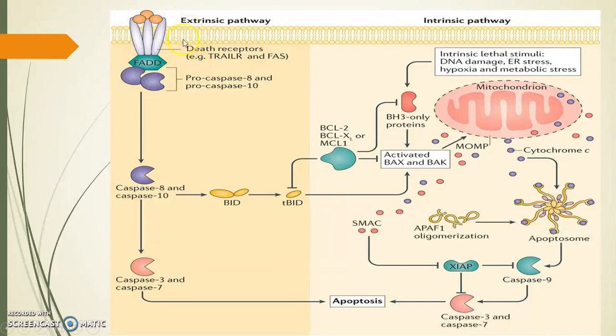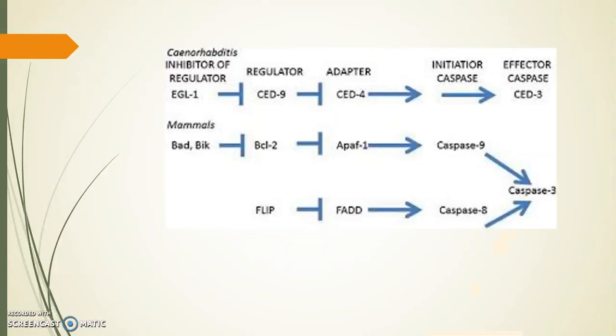Similarly, in the extrinsic pathway, there are the receptors, that is the FasL or death receptors, FasL and Fas. In this, procaspase 8 will get converted into caspase 8. Procaspase is the inactive form, and caspase 8 is the active form. Along with the effector caspase 3 and 7, there will be the process of apoptosis.